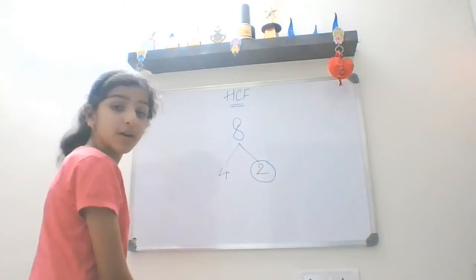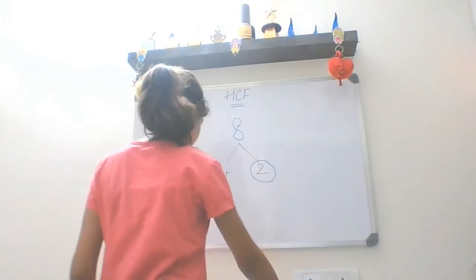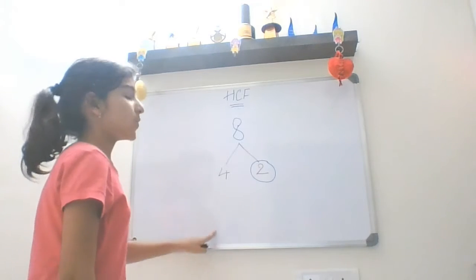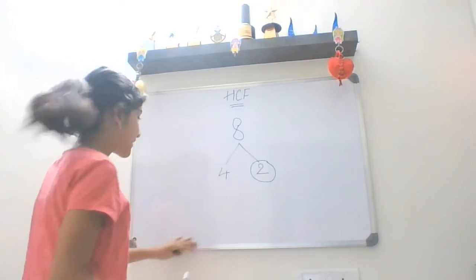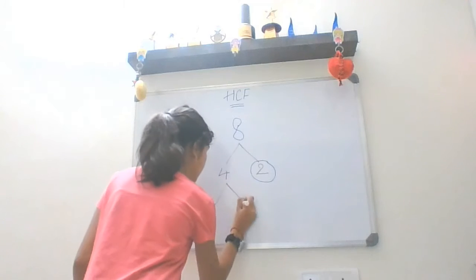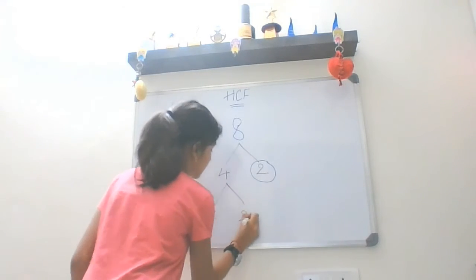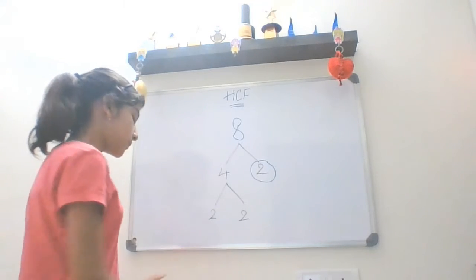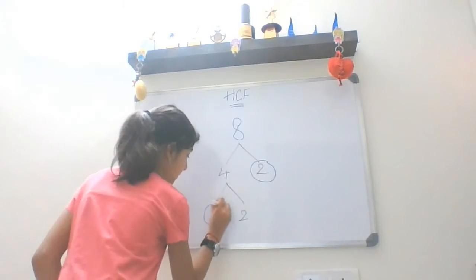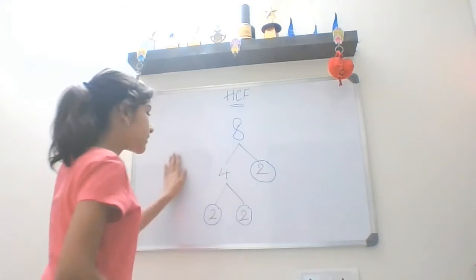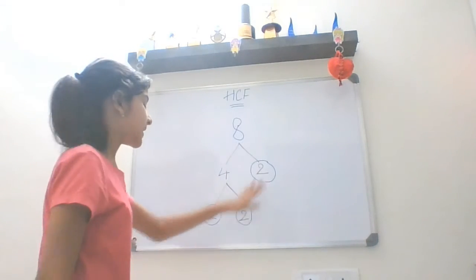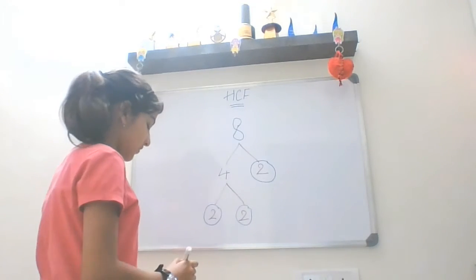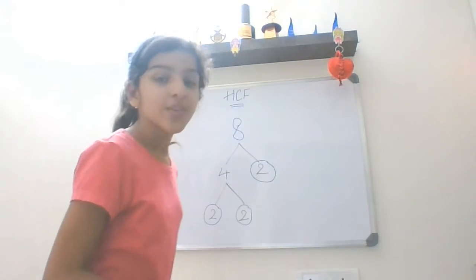And if any number is composite, what do we do with that number? We further divide it. So can you name two factors of 4? Yes, you're right. They are 2 and 2. So as we can see, these both are also prime numbers and we circle them. So we continue doing this until we reach the end and there are no more numbers left to divide and we are left with only prime numbers.